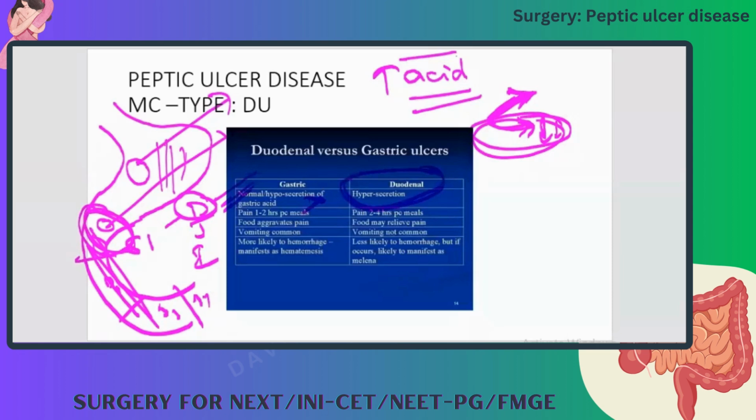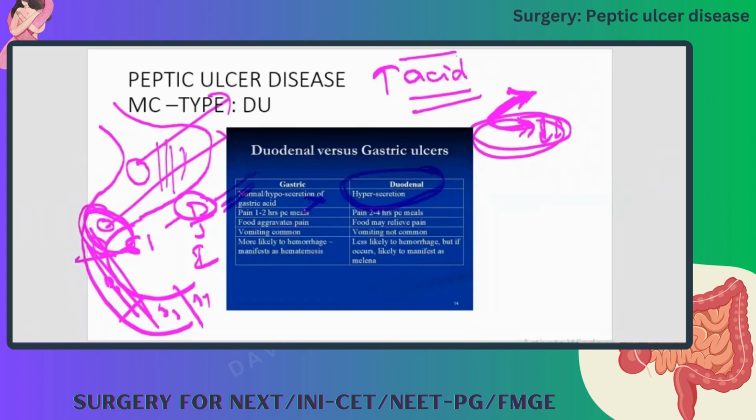Is it clear? Yes, sir. Then in gastric ulcer, if the patient takes some food, immediately they will have pain. Whereas in duodenal ulcer, because of hypersecretion, when the patient takes food, the hypersecreted acid will get nullified by the food. So the patient will have decreased pain in duodenal ulcer.